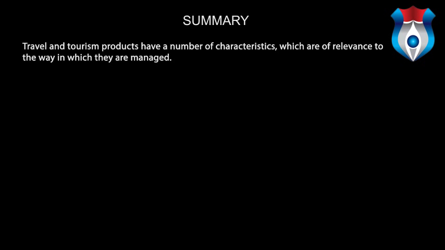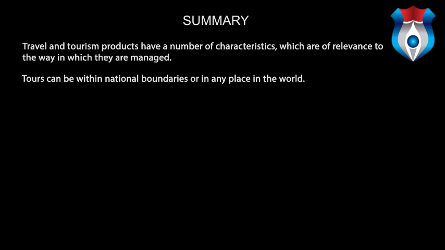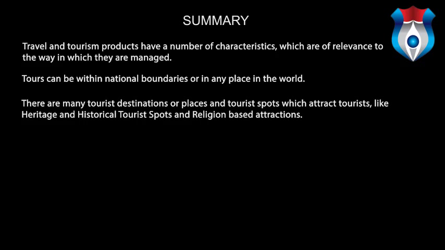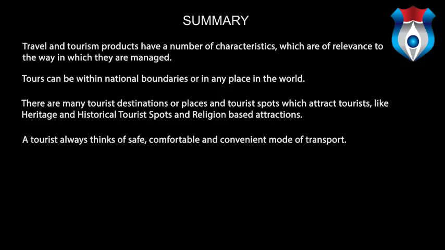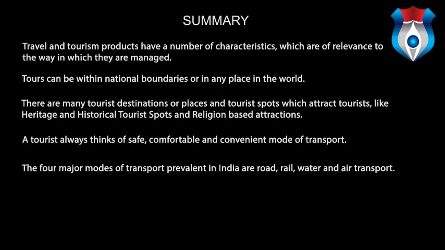Travel and tourism products have a number of characteristics which are of relevance to the way in which they are managed. Tours can be within national boundaries or in any place in the world. There are many tourist destinations or places and tourist spots which attract tourists, like heritage and historical tourist spots and religion-based attractions. Tourists always think of a safe, comfortable and convenient mode of transport. The four major modes of transport prevalent in India are road, rail, water and air transport.